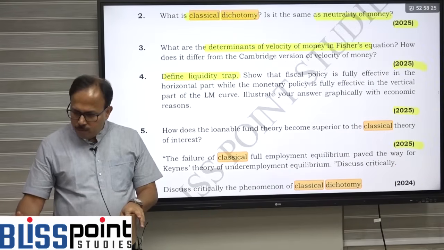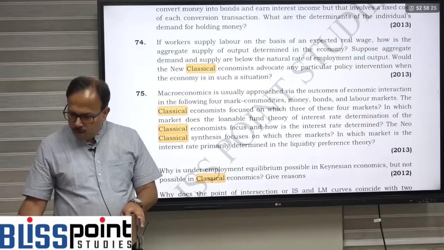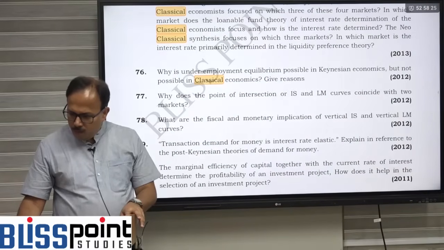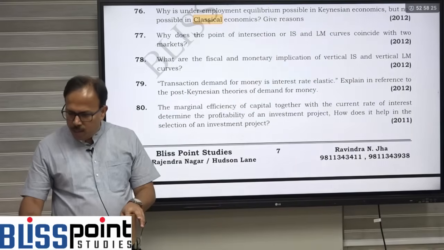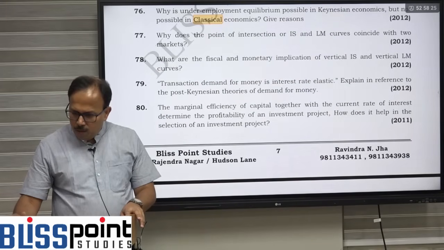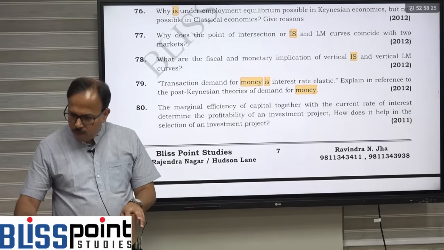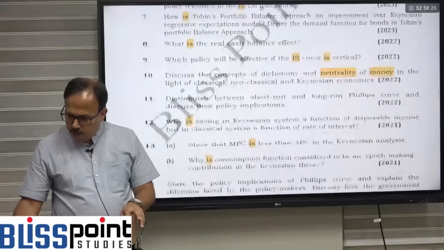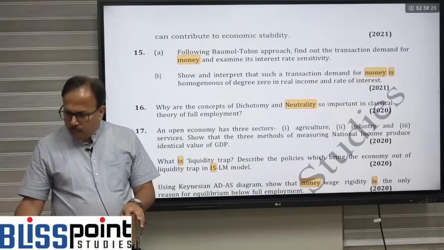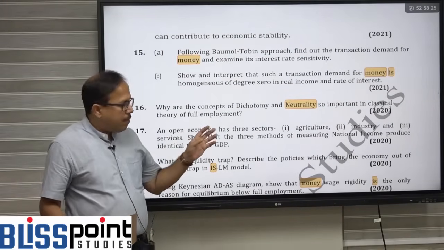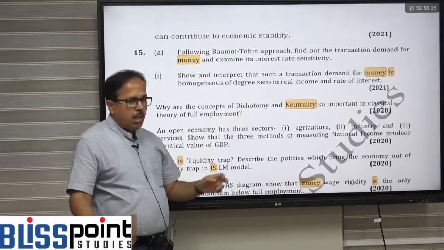Then full employment is the logical conclusion of the classical macroeconomics model. Money is neutral. ठीक है, न्यूट्रलिटी ऑफ मनी का कंसेप्ट है क्लासिकल डायकोटमी. Why the concept of dichotomy and neutrality so important in the classical full employment model.